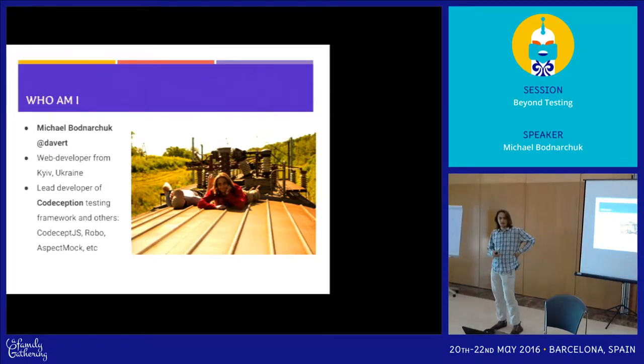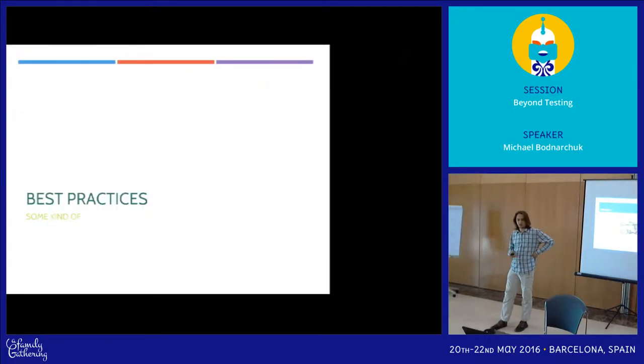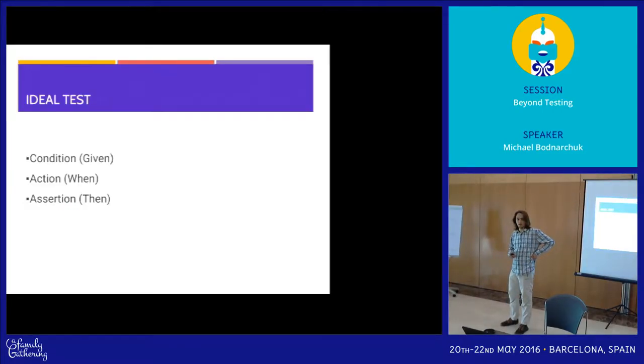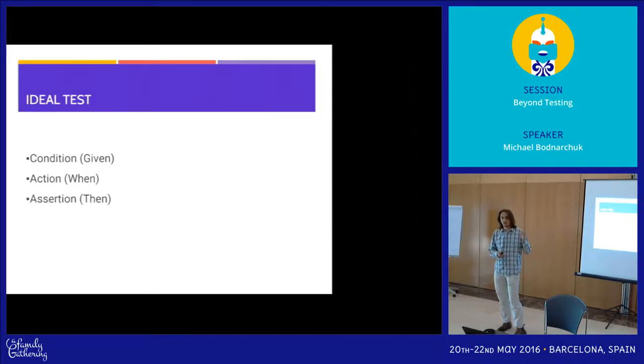And I will be talking about best practices for testing. What makes a good test? Ideally, it is just a combination of these three steps. At first, we set up the environment. We say, what do we need exactly for this test? Then we say what we are doing in this test, our specific action, and what we expect to achieve in the end. And this is how any test should be modeled.